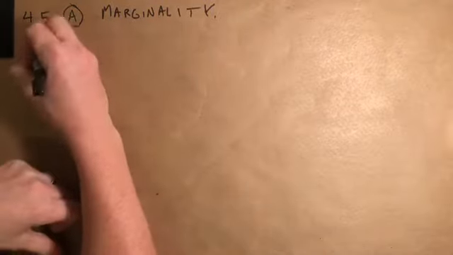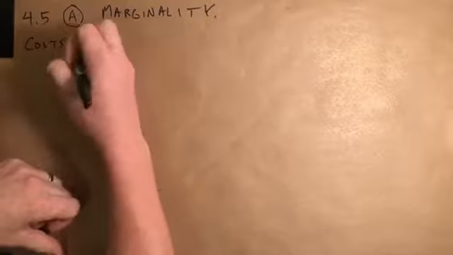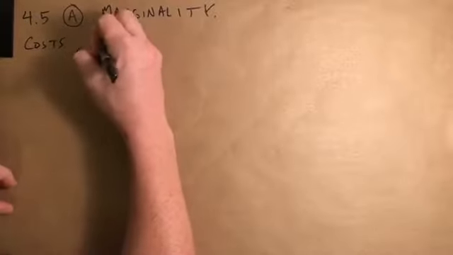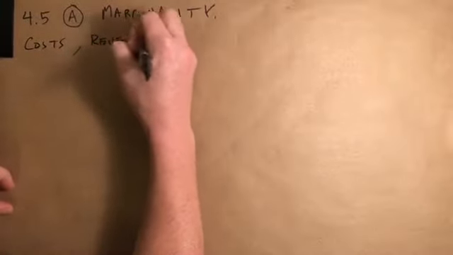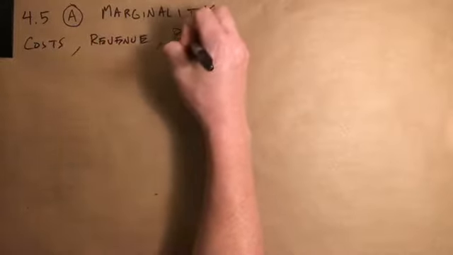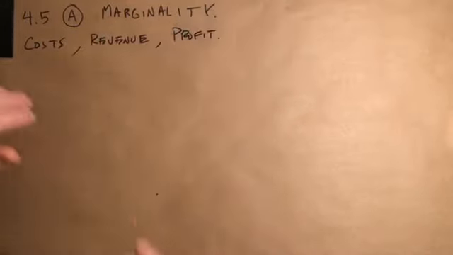And we should probably start out by getting some terms up on the board. We have costs, and this is the total money that we have to lay out to take care of business. We have revenue, and that's the total money that we get coming in. And the most important thing here is profit, and that's our net gains or losses.